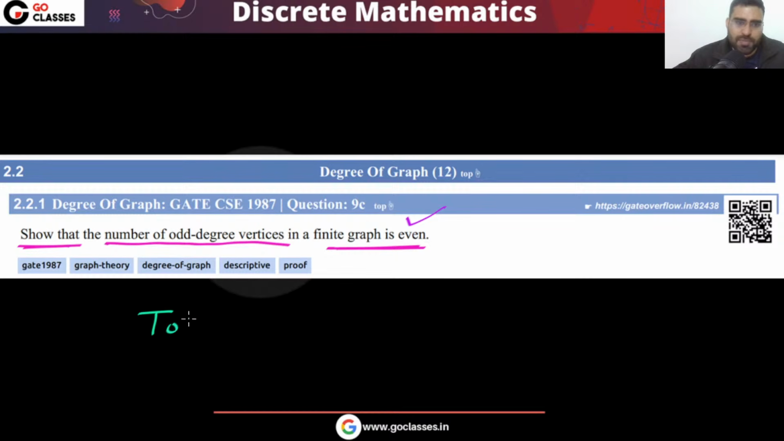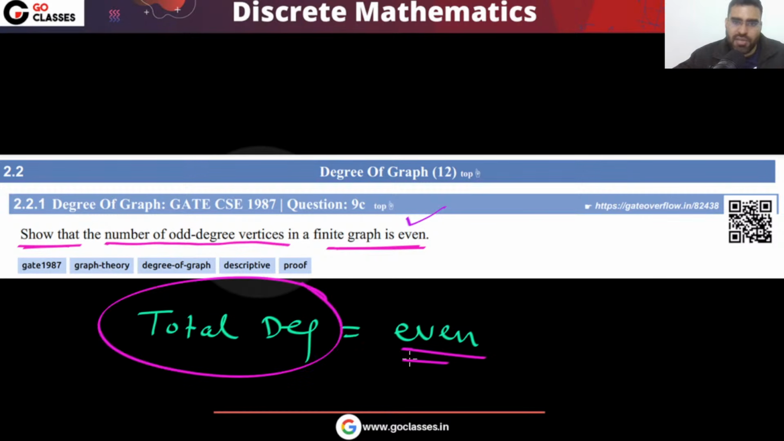The proof is very simple, that the total degree must be even. So that is the reason the number of odd degree vertices you can have should be even. So very simple. Now let's move on.